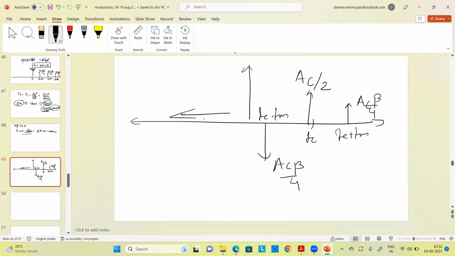The same thing reflects over here. The FC value is given as 100 kilohertz, the FM value is given as 10 kilohertz, the beta value is 0.1, and AC is 2. Just put in the values and draw the graph. This is frequency, and this is the spectrum of XFM of t. That is a narrow bandpass signal.